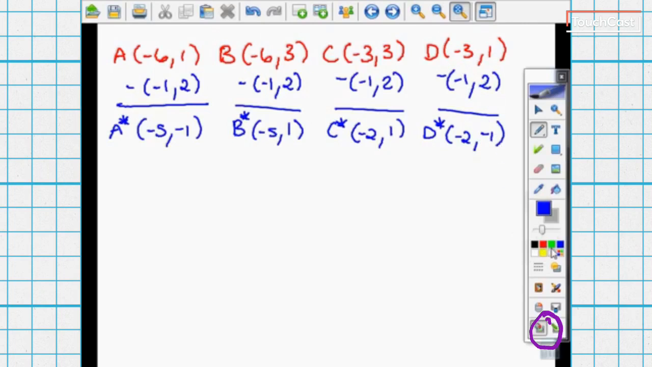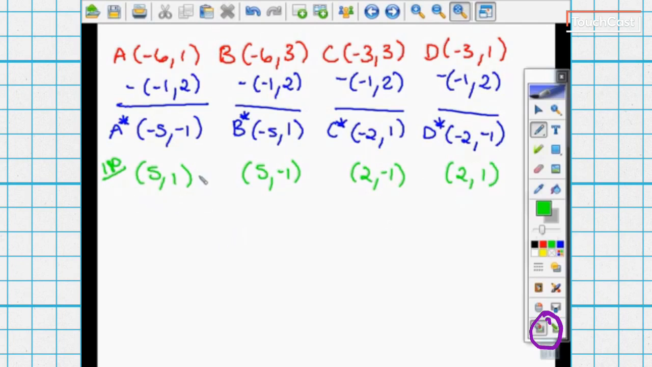So we're applying a 180-degree rotation, and the rule for a 180-degree rotation is you just change the signs. So if it's negative, it becomes positive. If it's positive, it becomes negative. So this is going to be 5, 1. This is 5, -1. The C is going to be 2, -1, and D is going to be 2, 1.